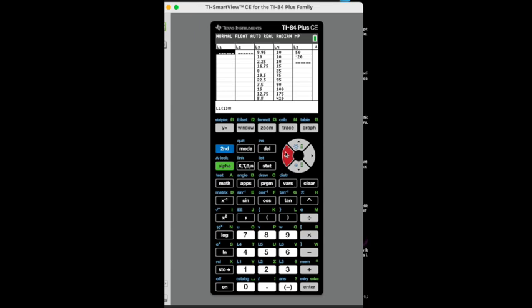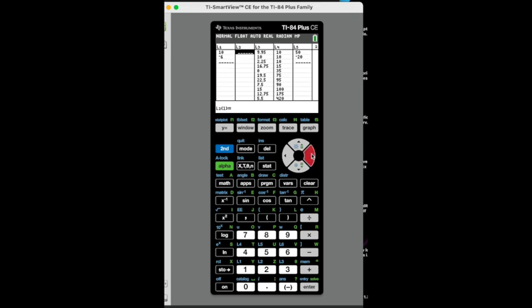So for our winnings, I would put in L1 10. That's my first value of X. And then for loss, my second value of X, I would put negative 6. Now make sure you don't use the subtraction here. Remember to use the negative key or else you'll get yelled at.